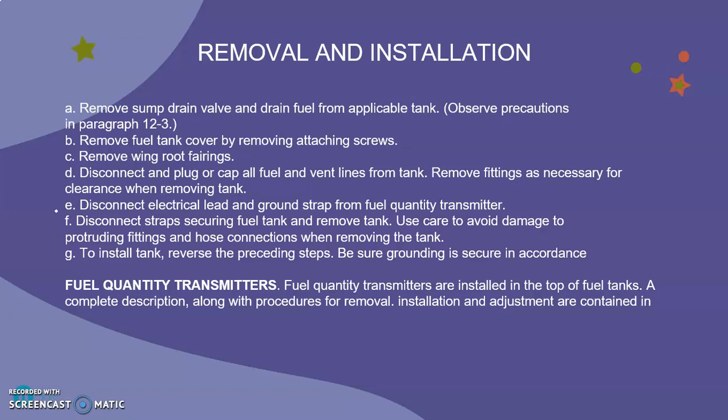E. Disconnect the electrical lead and ground strap from the fuel quantity transmitter. F. Disconnect the straps securing the fuel tank and remove the tank. Use care to avoid damage to protruding fittings and hose connections when removing the tank. G. To install the tank, reverse the preceding steps. Be sure grounding is secure in accordance.